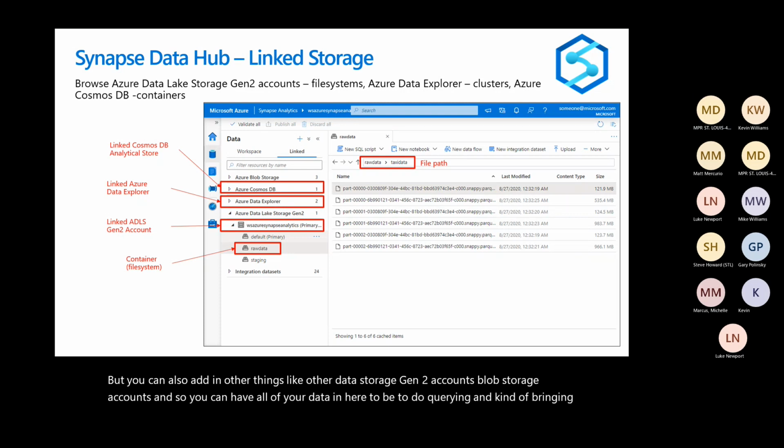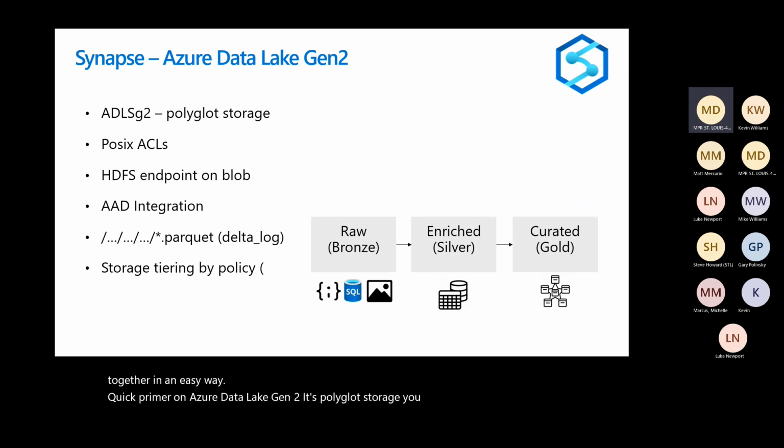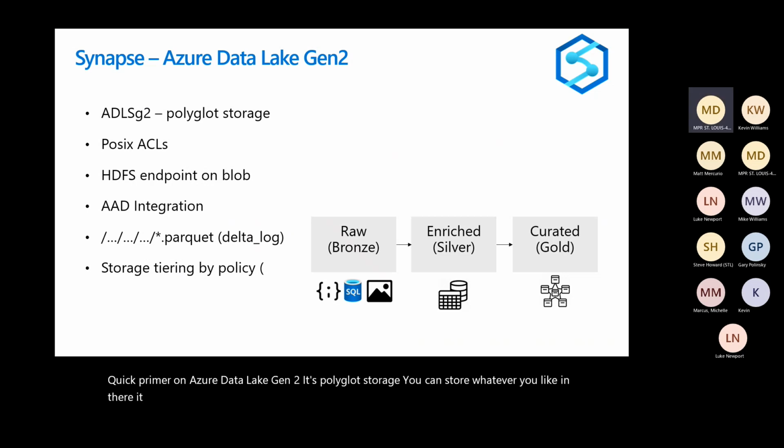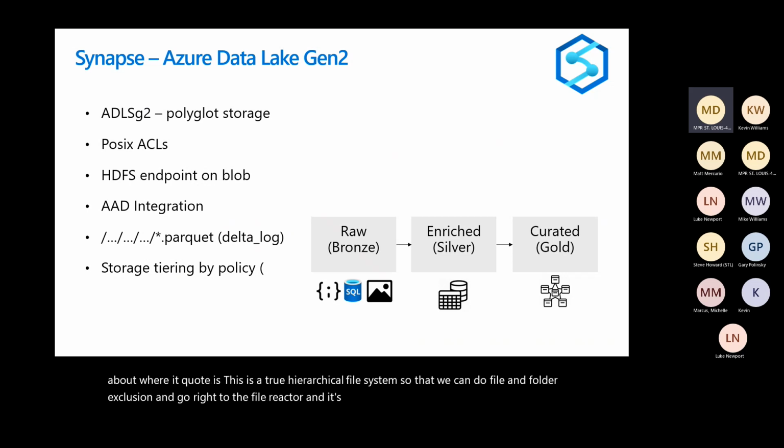Quick primer on Azure Data Lake Gen 2. It's polyglot storage. You can store whatever you like in there. It is essentially an HDFS endpoint on top of Blob. Azure Blob storage, you think you have folders in there, you don't, right? Every file's there with system metadata about where it is. But this is a true hierarchical file system, so that we can do a file folder exclusion and go right to the file you're after.